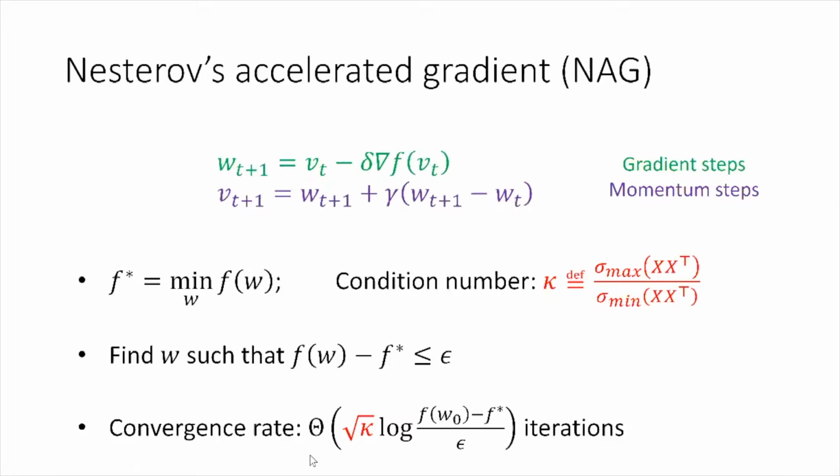So in terms of equations, the algorithm again looks very similar to gradient descent, where Wt plus 1 is being updated as Vt minus delta times the gradient at Vt, and Vt plus 1 is Wt plus 1 plus the momentum factor from Wt plus 1 to Wt, right? So in terms of per step computation, all we are doing is computing one gradient.